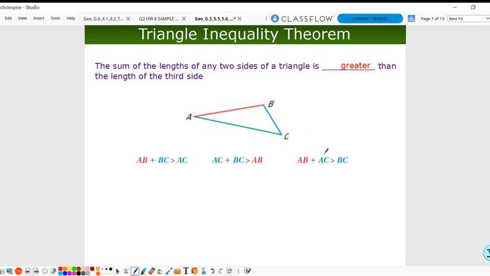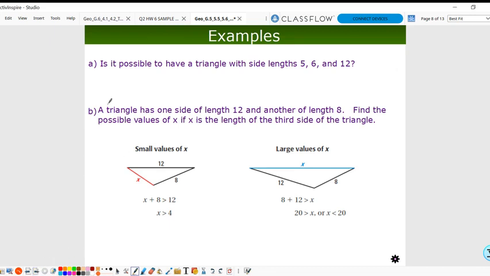If you have that inequality statements correct, then you have possible side lengths of a triangle. Is it possible to have a triangle with sides 5, 6, and 12?